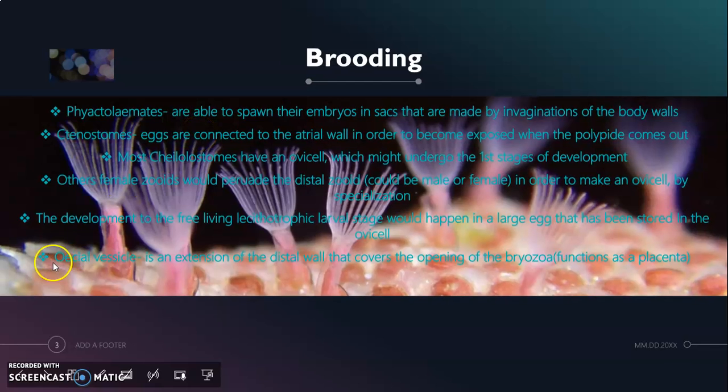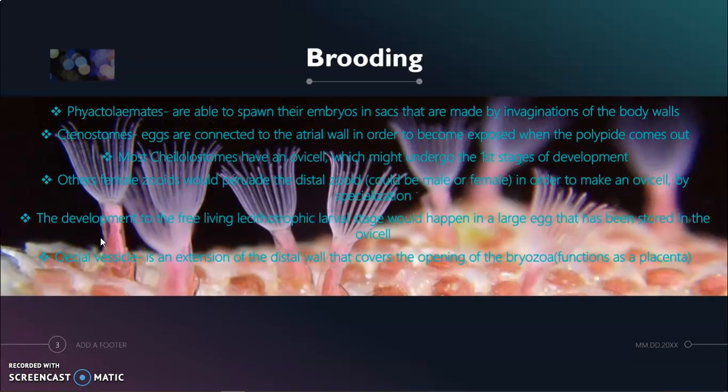Okay, for brooding, in phylactolaemates, they're able to spawn their embryos in sacs made by invaginations of the body walls. In ctenostomes, the eggs are connected to the endometrial wall in order to become exposed when the polypide comes out. Oh yeah, the polypide is super important. It usually has most of the organs and tissues in the zooid, including the tentacles, the tentacle sheath, and the U-shaped digestive tract. It also has the nerve ganglion, and it's housed in the zooecial exoskeleton.